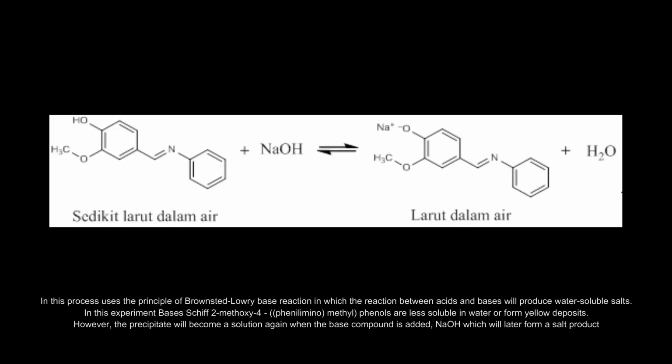The next stage is the solubility test in the synthesis of the Schiff-Base, which aims to determine the phenolic group in the Schiff-Base compound 2-methoxy-4-phenylaminomethyl-phenol. This process uses the principle of the Bronsted-Lowry acid-base reaction, in which the reaction between acids and bases produces water-soluble salts. In this experiment, the Schiff-Base 2-methoxy-4-phenylaminomethyl-phenol is less soluble in water and forms a yellow precipitate. However, the precipitate becomes a solution again when sodium hydroxide is added to the compound, which will later form a salt product.